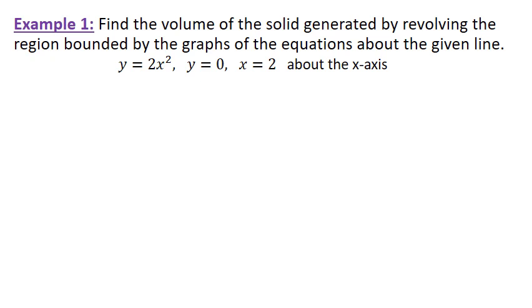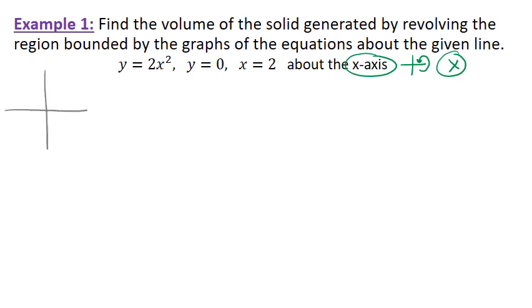In example 1, it says find the volume of a solid generated by revolving the region bounded by the graphs of the equations about the given line. So here, if this is telling us all these different functions and we are revolving about the x-axis, that means we are going to take our object and go around the x-axis. And so this is telling us that everything's going to be in terms of x, and I'll illustrate that here in a moment.